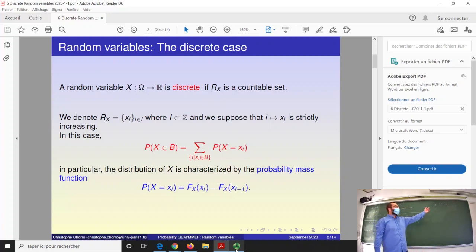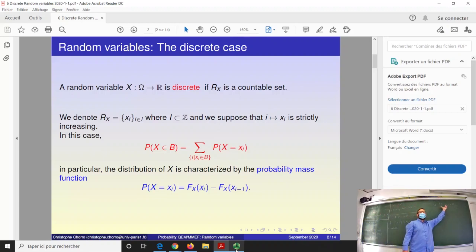And in general, capital I for me will be something that will be finite, for example 0, 1, 2, and in this case I have 3 values, or the integers, or the natural numbers, but something that is countable. After we are going to see several examples. But here you have the general framework. I am discrete if the set of my possible values is countable.